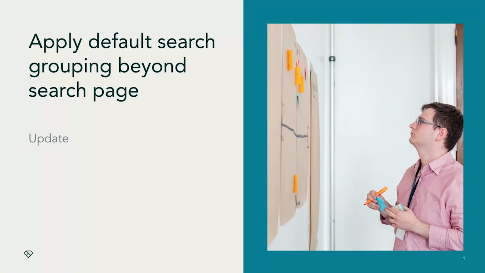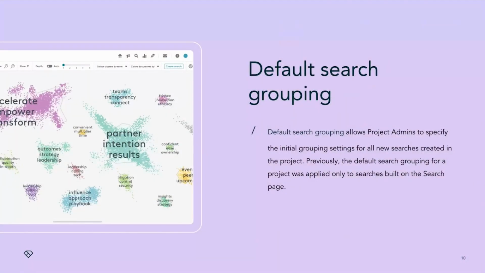Our next item that we're going to cover today is an improvement to how Everlaw works, which is that default search grouping will now be applied to results tables beyond the search page. Default search grouping allows project admins to specify the initial grouping settings for all of the new searches that are created in the project. So when a user on your project runs a search, they're going to see their results in a group that you've set.